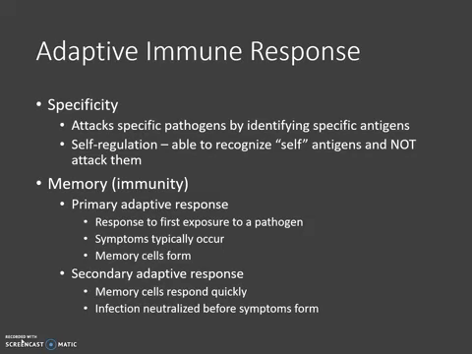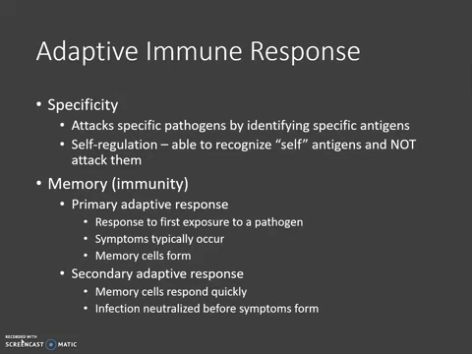There's also self-regulation, meaning that these cells are designed to not attack your own antigens, because all the cells in your body also have antigens on them. Those antigens are kind of like a tag, almost like a name tag saying that they belong to you and that they are supposed to be there. So the goal is to attack the stuff with the antigens that aren't supposed to be there, but not attack the cells with the antigens that are supposed to be there.